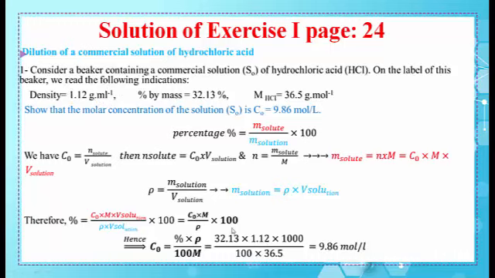We have to change it into gram per liter. To convert it into gram per liter, we multiply it by 1000 over 100 times the molar mass, which is 36.5, equal to 9.86 mole per liter.